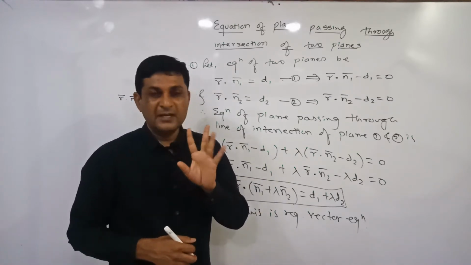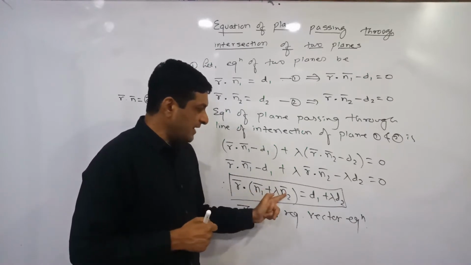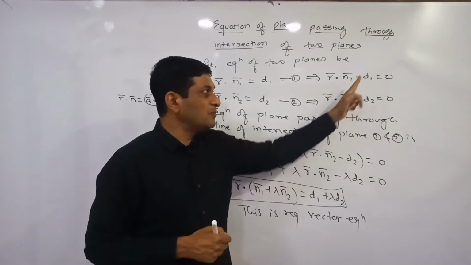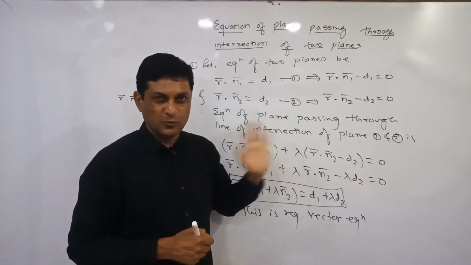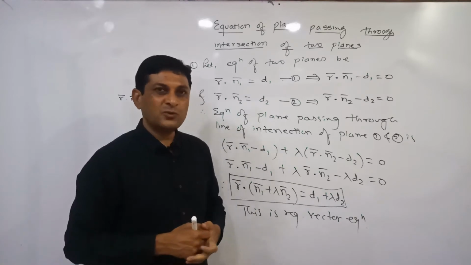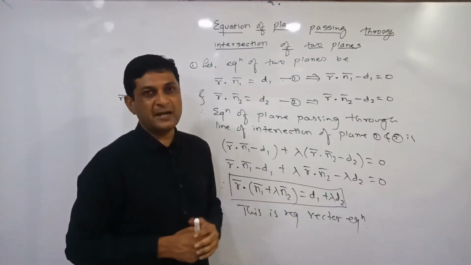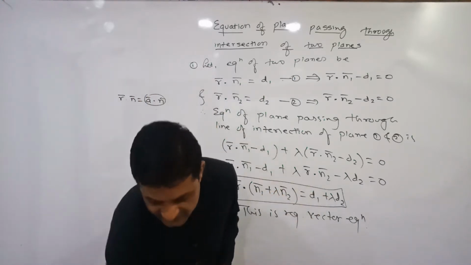So in this way we have got a formula to find the vector equation of the plane passing through the intersection of two planes. See, to apply this formula, which values are required? n1 bar, n2 bar, d1 and d2. So n1 bar, n2 bar, d1 and d2 we will get from the equations of the two planes. Once these values are known to us, substitute all these values in this formula. Then the only remaining part is to find the value of lambda.